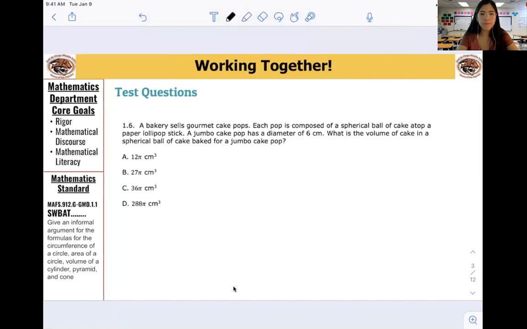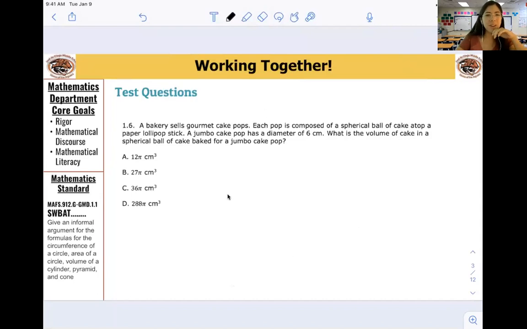A bakery sells gourmet cake pops. Each pop is composed of a spherical ball of cake atop a paper lollipop stick. A jumbo cake pop has a diameter of 6 centimeters. What is the volume of cake in the spherical ball of cake baked for a jumbo cake pop? That's a lot of cake.